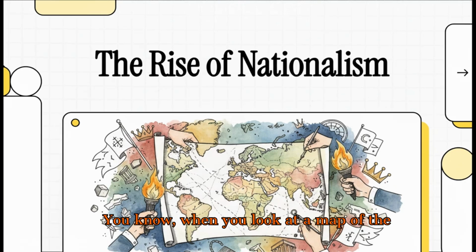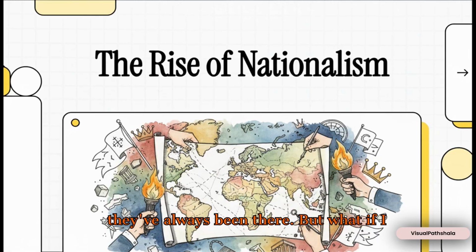You know, when you look at a map of the world, all those borders between countries seem so permanent, right? Like they've always been there. But what if I told you they haven't? In fact, the whole idea of a country, a place where the people share a common identity, is actually pretty new. Today, we're going to dive into this incredibly powerful idea that literally shattered empires and redrew the map of Europe. We're talking about nationalism.